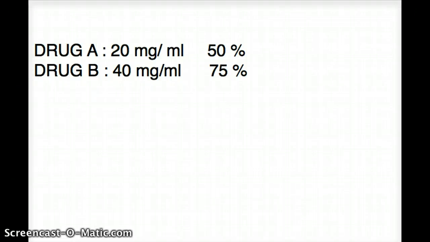Hello and welcome. Today I'm going to be talking about a question which is often tested on the boards. It's a very basic drug related question that falls under the general principles / pharmacology section of the board.